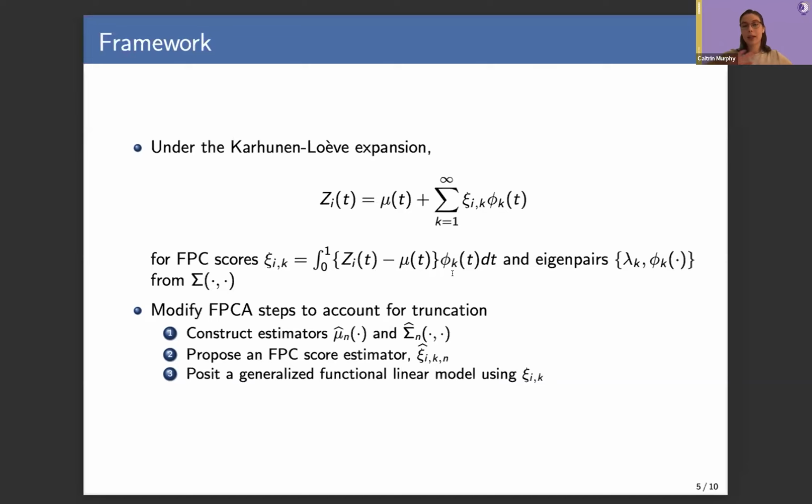So we want to be able to estimate all of these components, and what we'll do is modify the traditional FPCA steps to account for truncation. In step 1, we construct estimators of the mean and covariance functions. Then we propose an FPC score estimator. And then finally, we posit a generalized functional linear model using those scores to take us back to our classification of eating disorder problem.